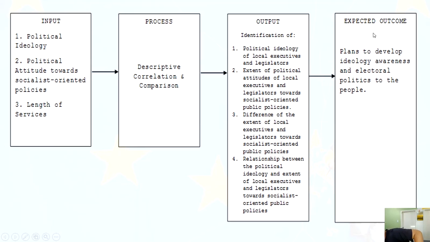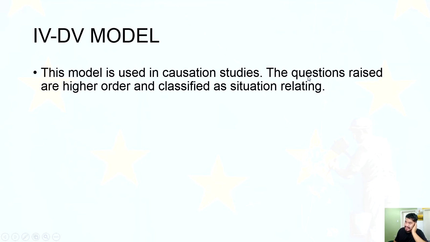Then look into the expected outcome. Plans to develop ideology, awareness, and electoral politics to the people. I don't know how. So basically, that's it, your plan. So next, we have your IV-DV model. This is the most common model that is being used.